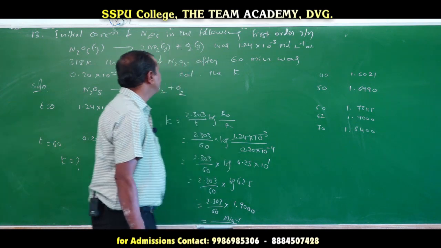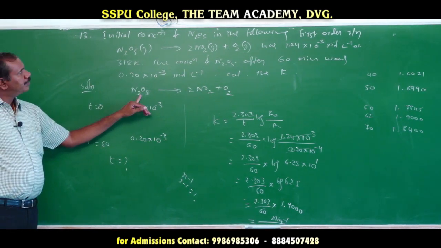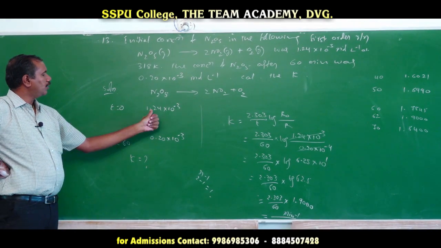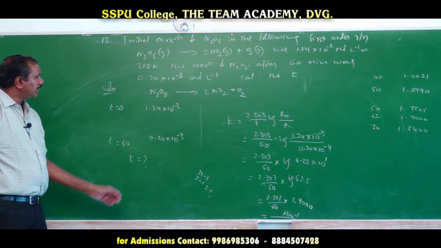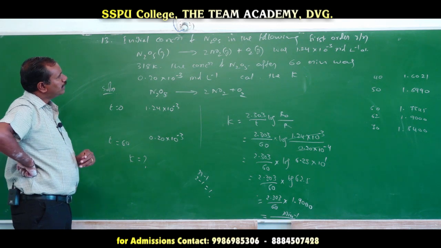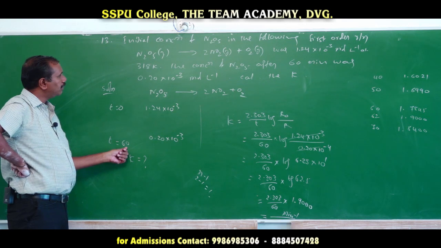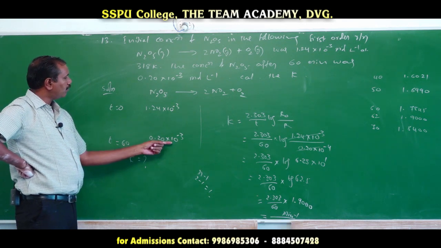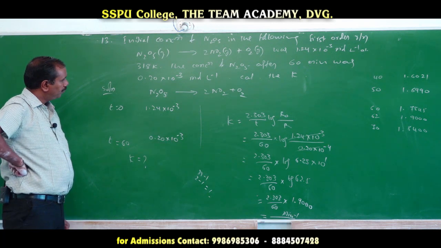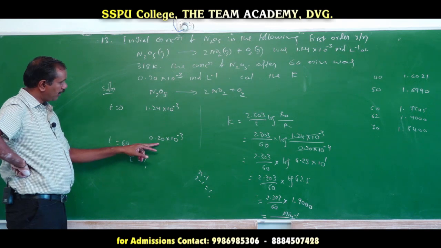You see the initial concentration of N2O5 in the following first order reaction. That is T equals 0, then the initial concentration is 1.24 into 10 to the power of minus 3. The concentration of N2O5 after 60th minute, that is the concentration of N2O5 left behind, is 0.20 into 10 to the power of minus 3. So initial value is this much, final value is 0.20.